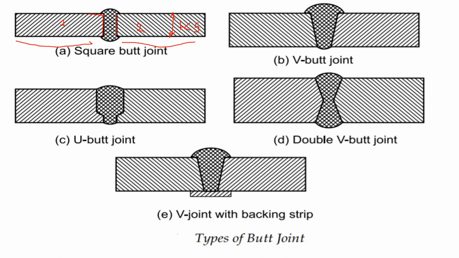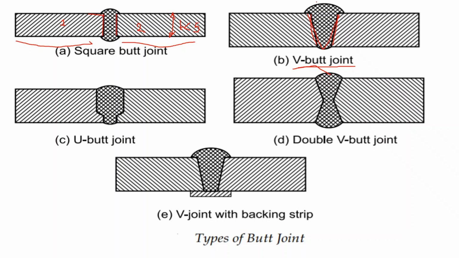Next on the list is V butt joint. Now when the thickness is in between 5 mm and 20 mm, then we bevel the edges of the plate. We bevel the edges of the plate to form a V shape. And since this V shape is formed, that's why we are calling this type of joint as V butt joint.